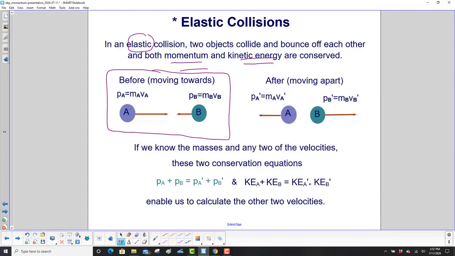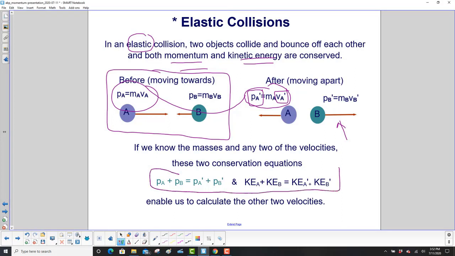Here's the before picture. We have two objects moving towards each other, each with their own momentum, mv. Then they hit and bounce off. The only thing different between here and this equation is we have the prime, which means after the collision that's the momentum, and after the collision that's velocity. And you have the same thing for B. If we know the masses and any two of the velocities, we have two conservation equations. Conservation of momentum and conservation of kinetic energy will enable us to calculate the other two velocities.